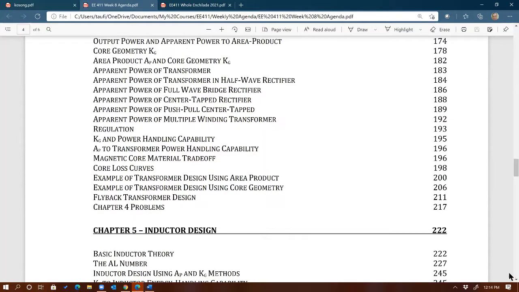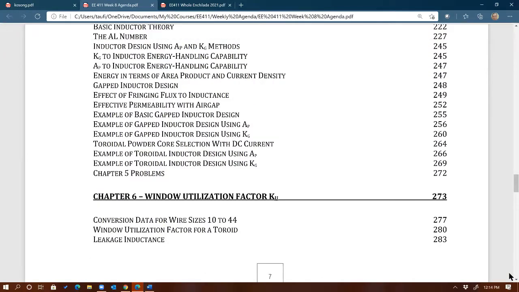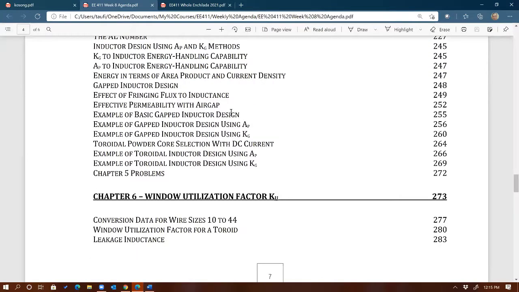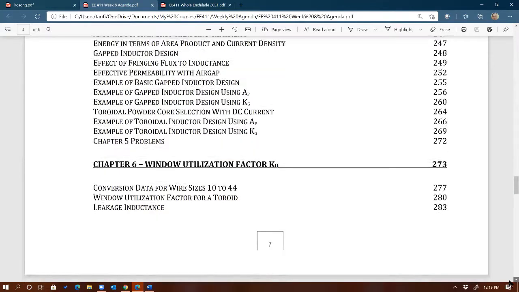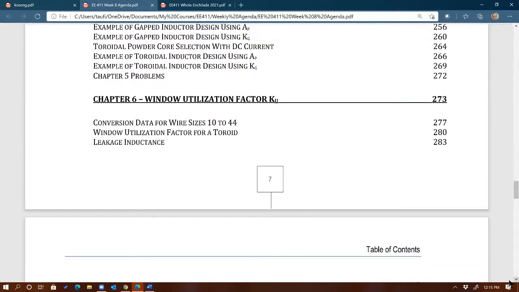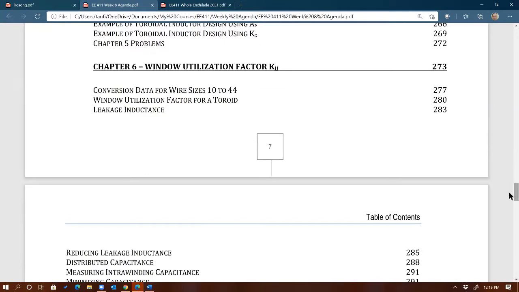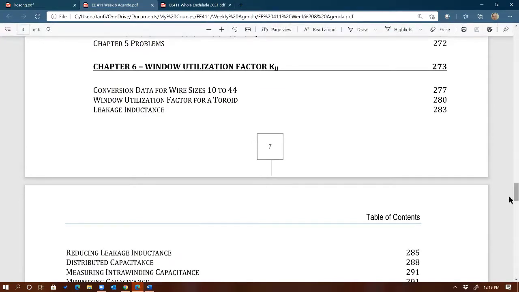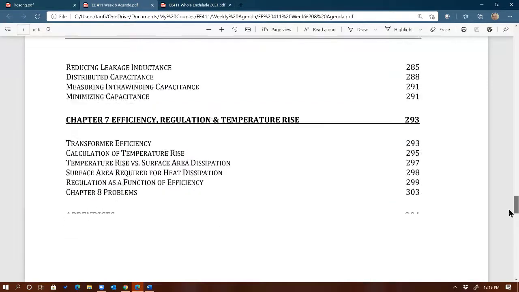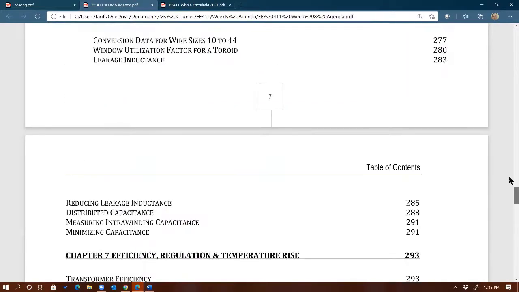And then the same thing for inductors, right? How different it is, designing transformers and inductors. That's chapter 5. And then ways to improve your design, how to optimize your designs. That's chapter 6 and so on, chapter 7 as well. So that's basically what the class is all about.